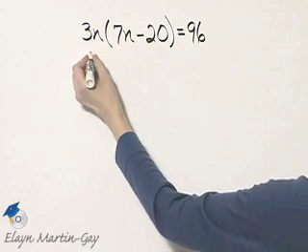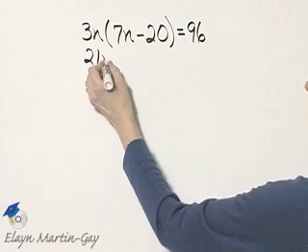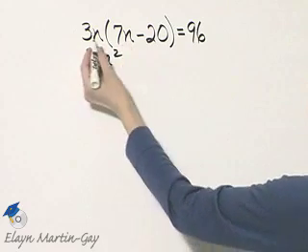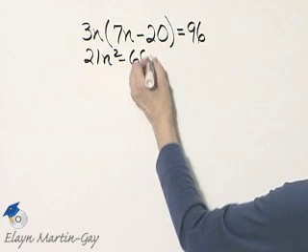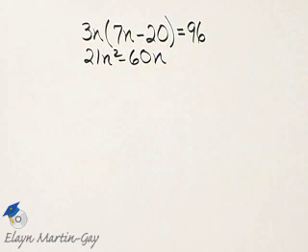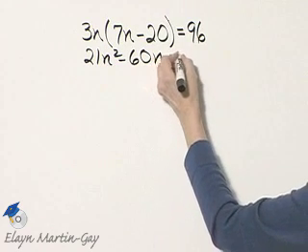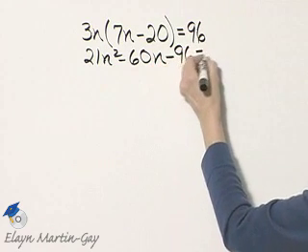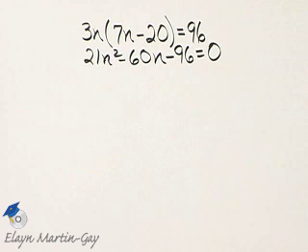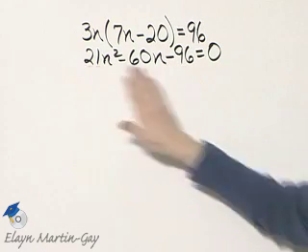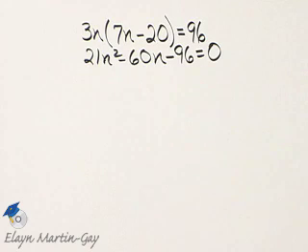So 3n times 7n, that's 21n squared minus 60n. And if you don't mind, I'll go ahead and subtract 96 from both sides. So minus 96 is equal to 0. Now I have it written in standard form. Let's now try and factor this polynomial.